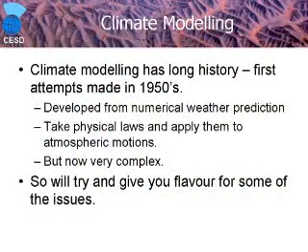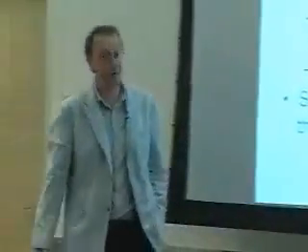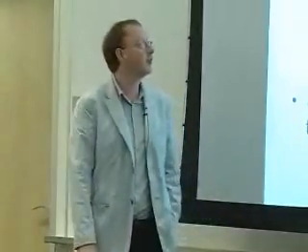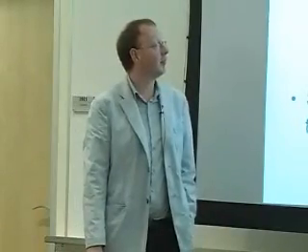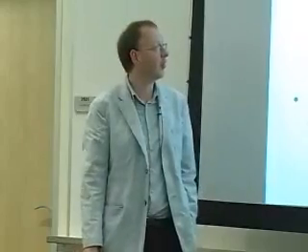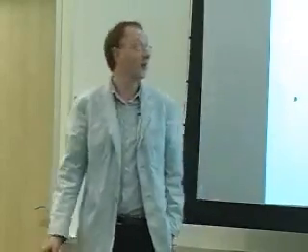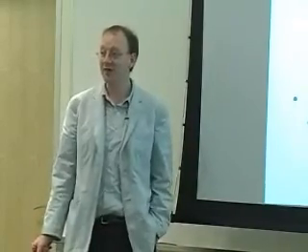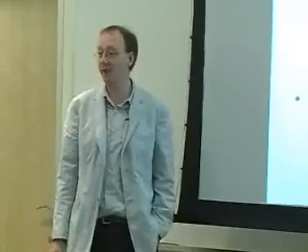So it's worth saying that climate modeling has a very long history. The first attempts were made in the early 1950s by von Neumann and colleagues using some simplified models. Climate models of at least the current generation, the current approach, developed from numerical weather prediction models. And these basically take the physical laws as we understand them and apply them to the atmospheric motion. So the climate models are bottom-up models. Nobody sits down and says, this is how we'll model the climate. They say, these are the physical things that we think are important, let's model them, and then out of their interactions comes climate.